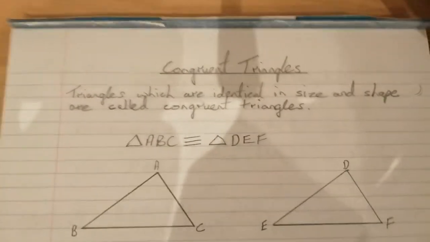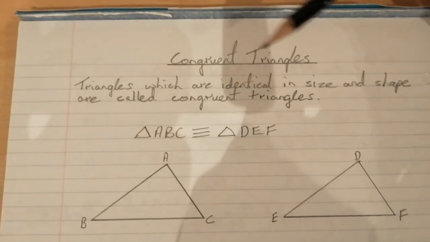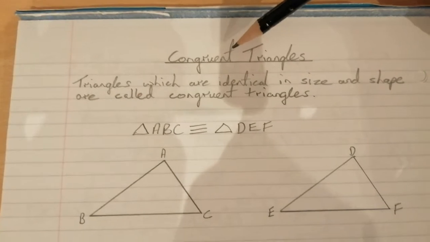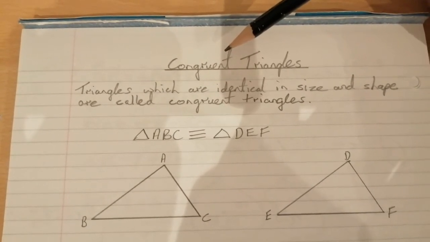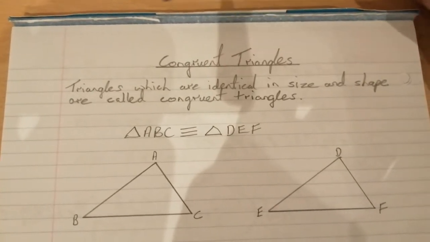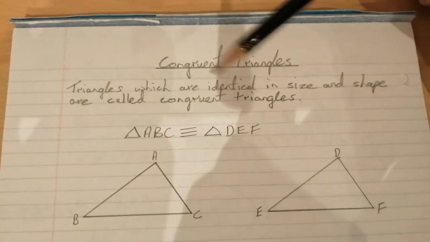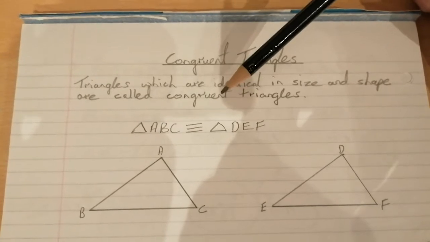Hi all. Today we're going to move on to another piece of geometry known as congruent triangles. You may or may not have heard of that term before. A shape is congruent to another shape if it's identical in size and shape. So triangles which are identical in size and shape are called congruent triangles. That's our new term, congruent.